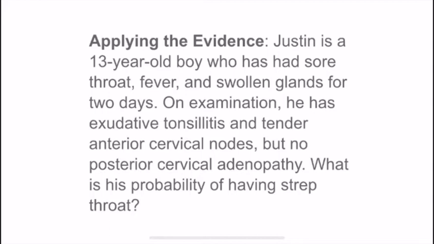So just a case to keep in mind, a very common case that can walk through your door into a primary care office or emergency room or wherever at any time. We're going to come back to this later. How are we going to make decisions about this case? Justin is a 13-year-old boy who has had sore throat, fever, and swollen glands for 2 days. On examination, he has exudative tonsillitis, that is, he's got little pockets of pus on his tonsils, and tender anterior cervical nodes, but no posterior cervical adenopathy.